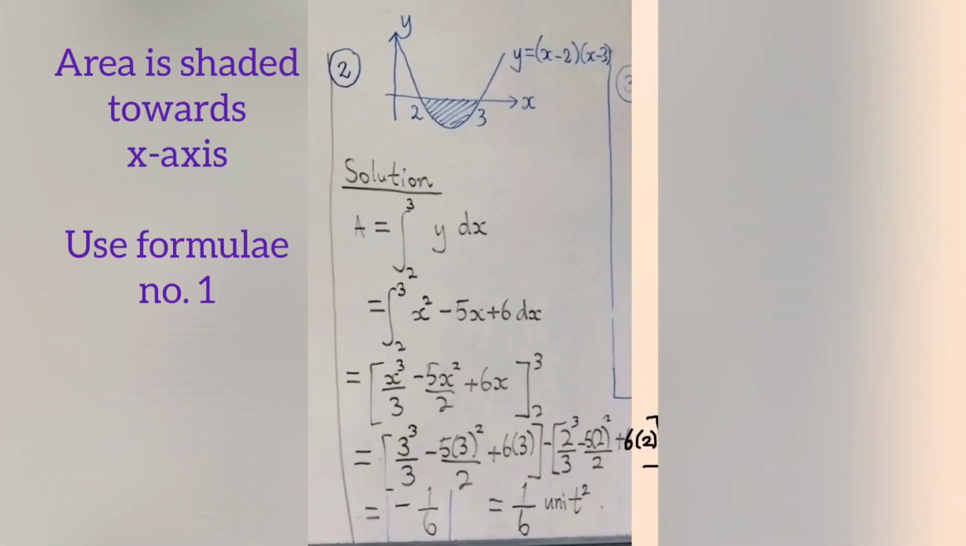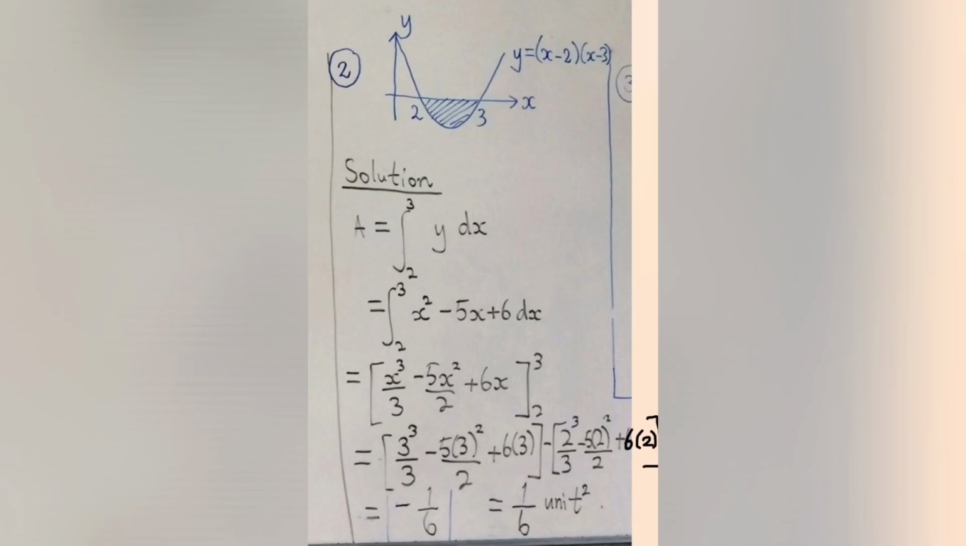Right, now the second example. If you look at your diagram, the area is shaded towards your x-axis. So you're going to expand the brackets and then you're going to integrate that to x squared minus 5x plus 6. And then you integrate everything. You plus power 1 and then divide by power plus 1. And then you substitute the limits 3 and 2, you subtract.